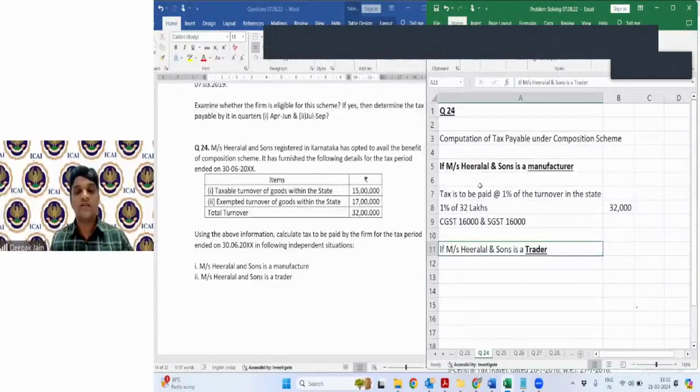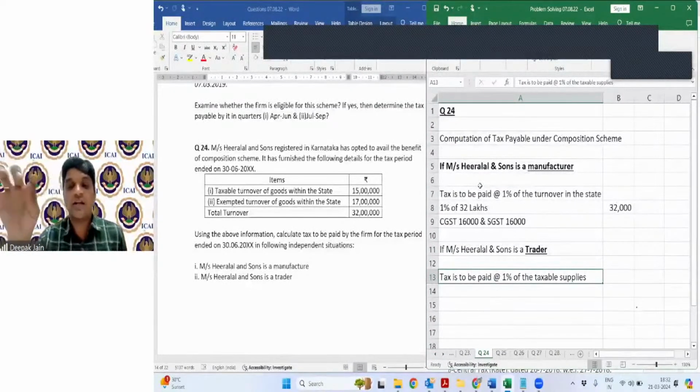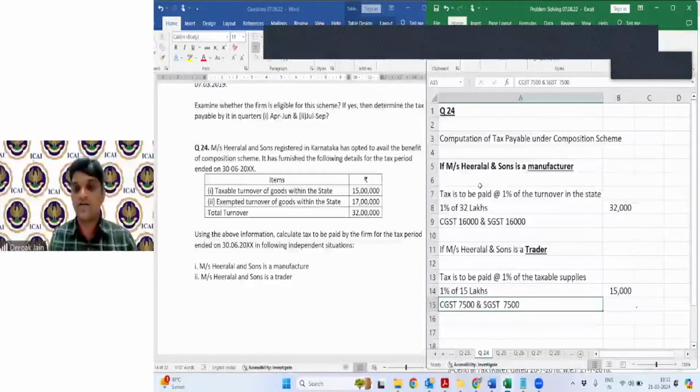Second point is when Messrs. Hiralal and Sons is a trader. If he's a trader, tax is to be paid at 1% on the taxable supply. When they have specifically used the word taxable supply, here I will use the benefit of paying tax only on 15 lakhs. So 1% of 15 lakhs makes it 15,000. Okay. So that's where the difference comes that even for a composition dealer, the term used for manufacturer is 1% of the turnover in the state. And in case of a trader, it is 1% of taxable supplies.